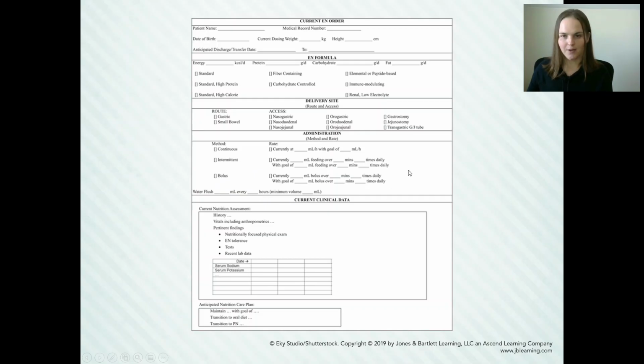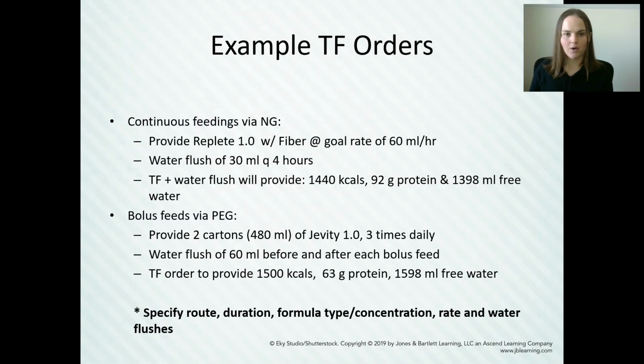And so we're just going to look at what a tube feed order might look like. So we might have continuous feedings via an NG tube. We're going to provide Replete with fiber at a goal rate of 60 mL an hour. A water flush of 30 mL Q4 hours. So that Q just indicates every 4 hours. And then this prescription will provide this amount of nutrition.